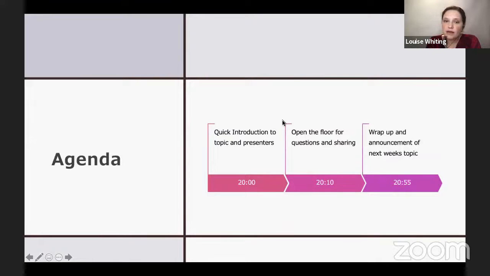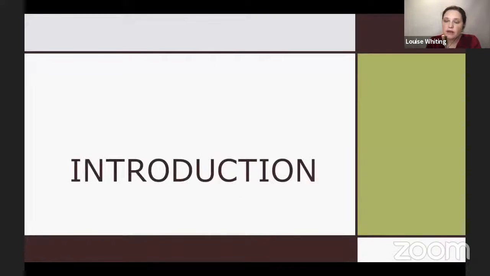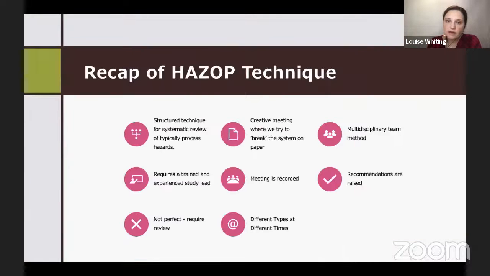So we're going in now to the quick introductions. As I said, my name is Louise Whiting. I run a company called Barberton Limited, providing process safety services for various industries. I previously worked 11 years with BP and Shell in mainly operational roles in process safety, but that did include quite a lot of Hazops for new builds as well as existing facilities.